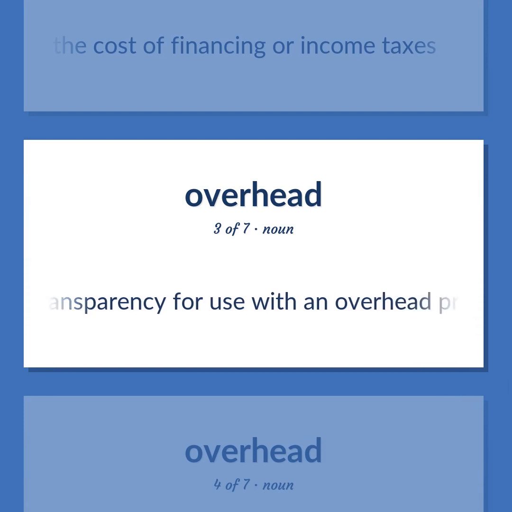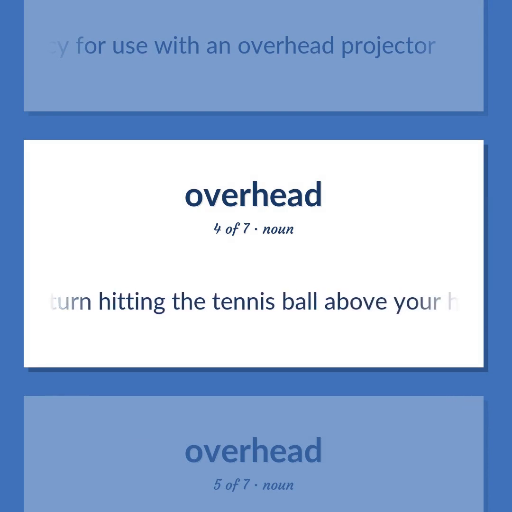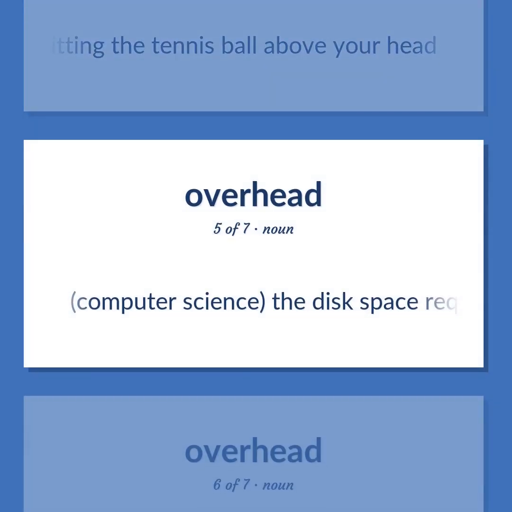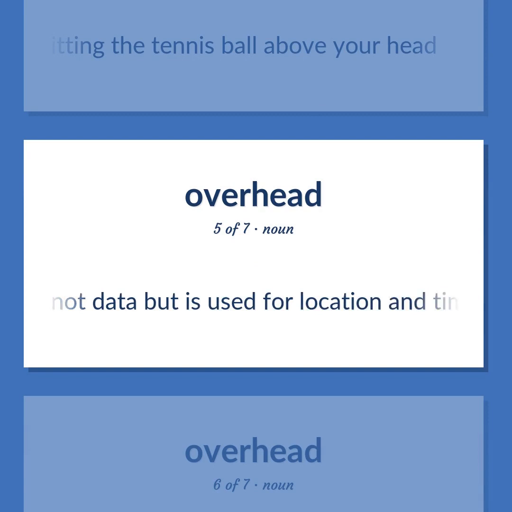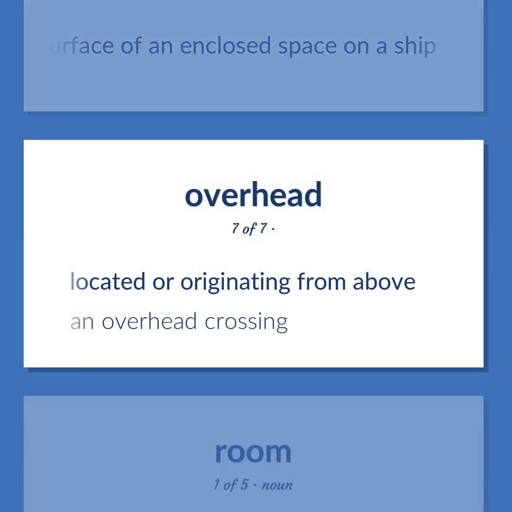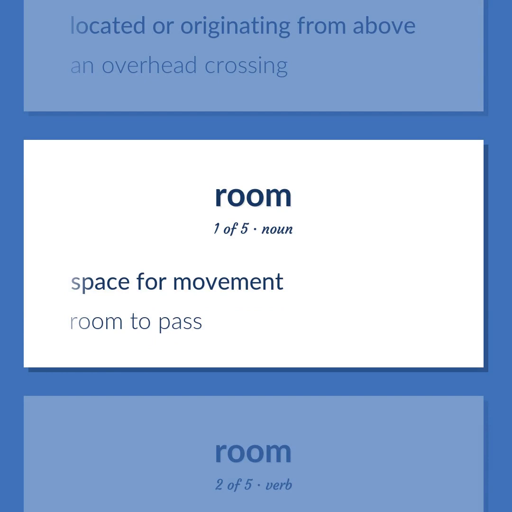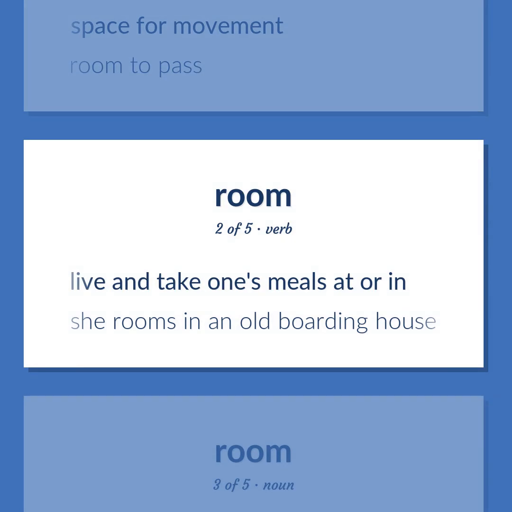A transparency for use with an overhead projector. A hard return hitting the tennis ball above your head. Computer science. The disk space required for information that is not data but is used for location and timing. Nautical. The top surface of an enclosed space on a ship. Located or originating from above. An overhead crossing. Space for movement. Room to pass. Live and take one's meals at or in. She rooms in an old boarding house.